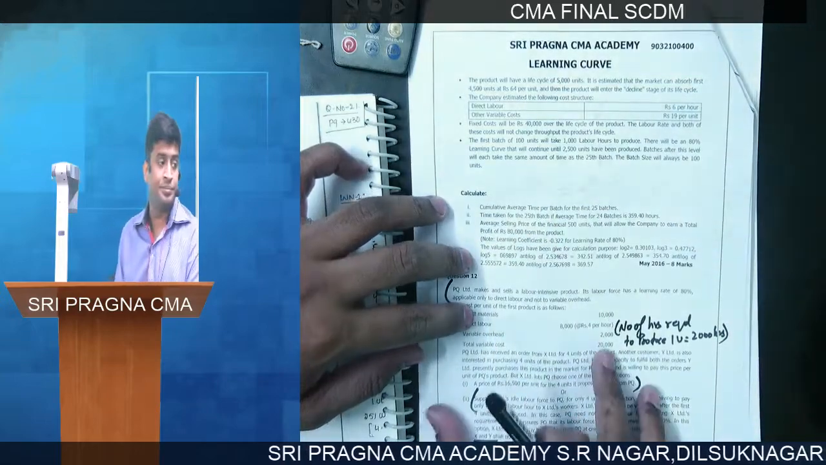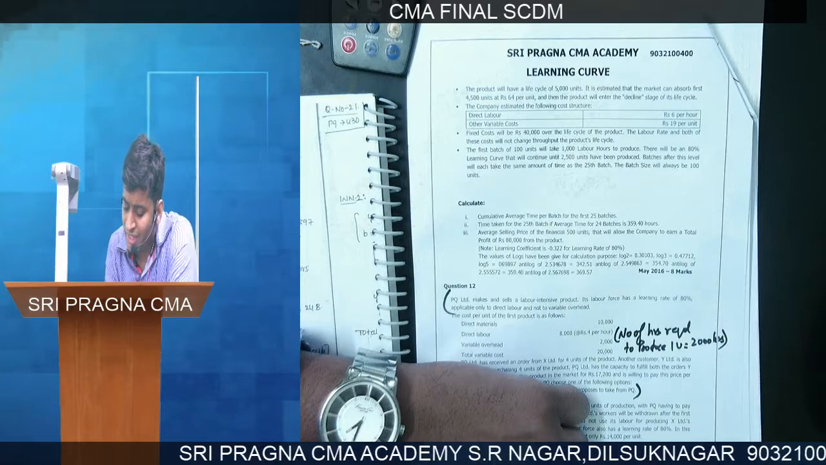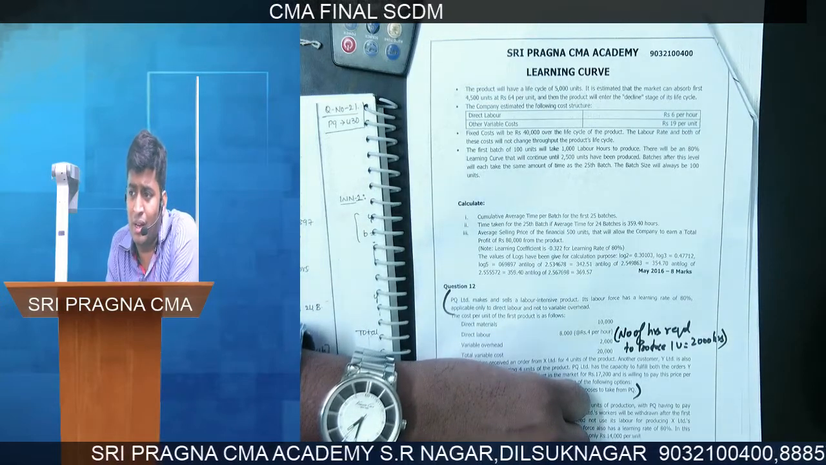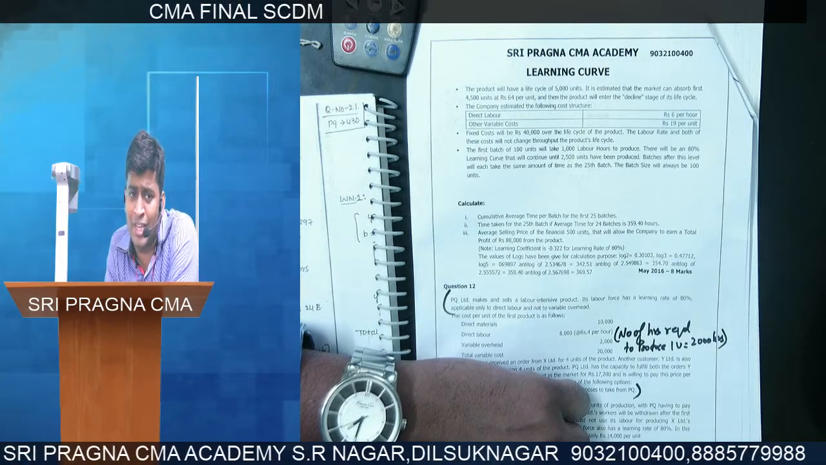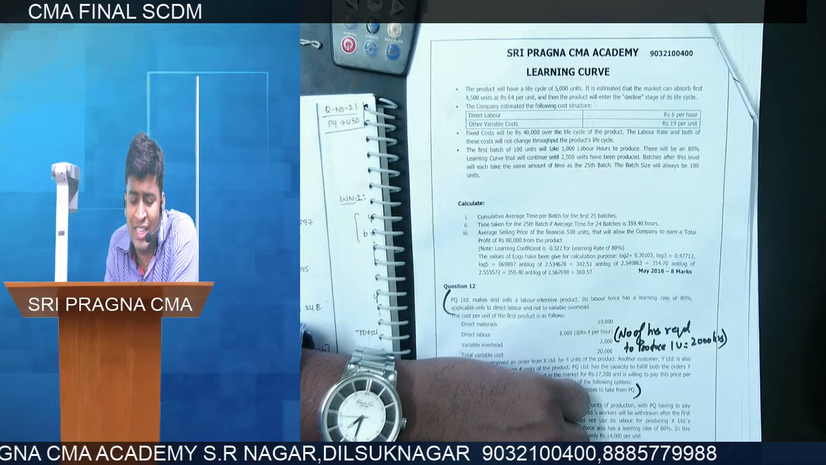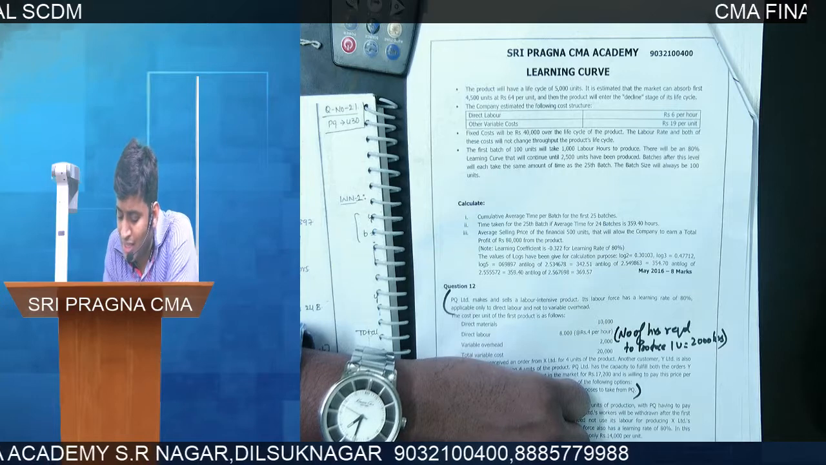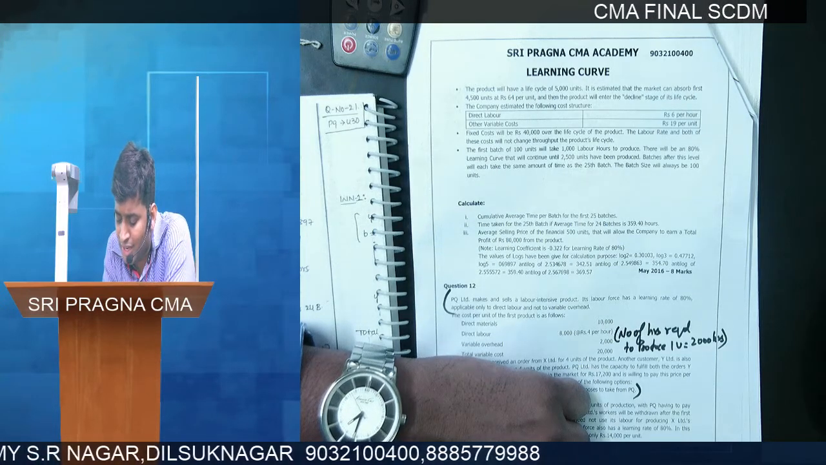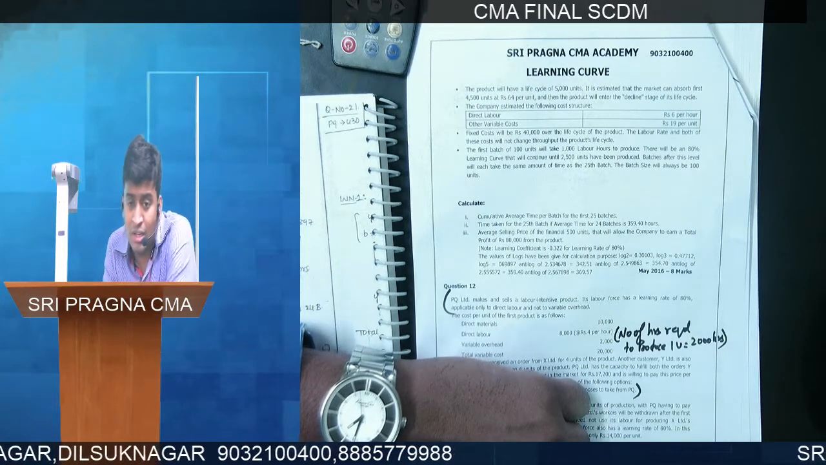I'll read. Everyone on the screen. The product will have a life cycle of 5,000 units. बोलता, I can sell 5,000 units of that product. After that the product becomes obsolete. It is estimated that market can absorb the first 4,500 units at the rate of 64 per unit, and the product will enter the decline stage of life cycle.